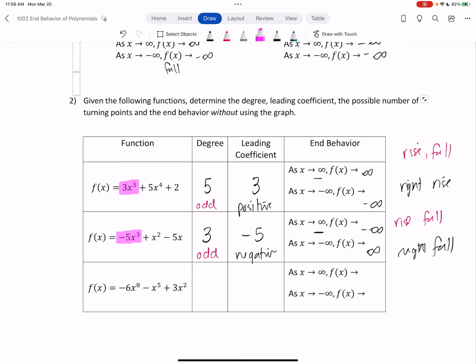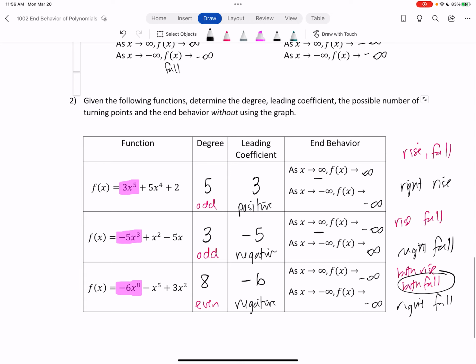Okay, last example, we're going to look for that leading term. It's negative 6x to the 8th. The degree is 8. The leading coefficient is negative 6. The degree is even, so they're either going to both rise or both fall. Because the leading coefficient is negative, the right-hand side is going to fall, which means they both have to fall. So both ends are going to go towards negative infinity.